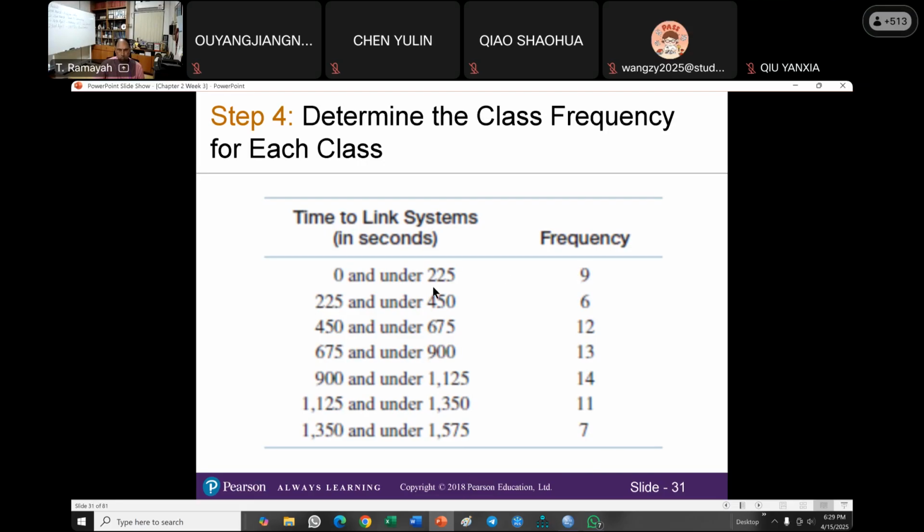They must be able to go into each class. And what is meant by mutually exclusive means any value that you get in seconds cannot fall under here and also here. Because if you have 224, you will fall here. 225, you will fall here. Okay, that's how we decide on the mutually exclusive classes.